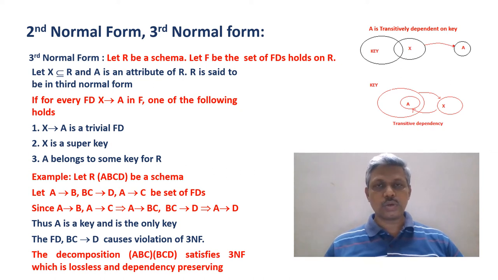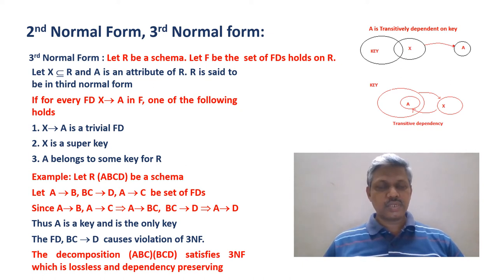So the other two possibilities are either X is part of the key, or X intersection key is non-empty or empty. And the third possibility, A belongs to some key for R; that means A is not part of any key, A is outside the key. If all these three conditions are violated, then obviously there exists either a partial dependency or a transitive dependency. Partial dependency exists when X is part of the key. And if X is not part of the key, then the remaining two cases give us a transitive dependency.